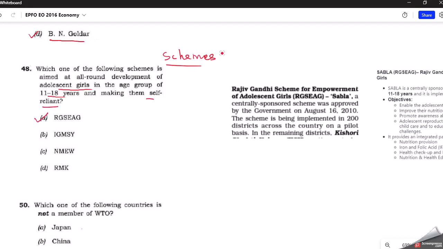So A is the correct answer here. Rajiv Gandhi scheme for empowerment of adolescent girls, and that was given the name Sabla. This is the screenshot again from the NCERT textbook, and if you have read it, you could have easily answered this question. It is a centrally sponsored scheme which was approved by the government on August 16, 2010, and the scheme is being implemented in 200 districts across the country.